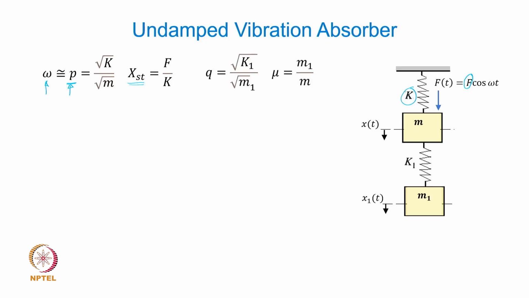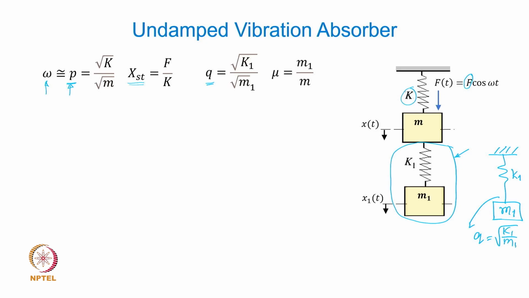Okay, then we define another natural frequency, in this case the natural frequency of the attached auxiliary system. This system is going to be attached to the parent system, and if I consider this to be an individual single degree of freedom vibratory system before I attach it, then its natural frequency is defined as q, which is equal to square root of k1 by m1, because I am considering this as a separate single degree of freedom vibratory system having its own mass and own stiffness.